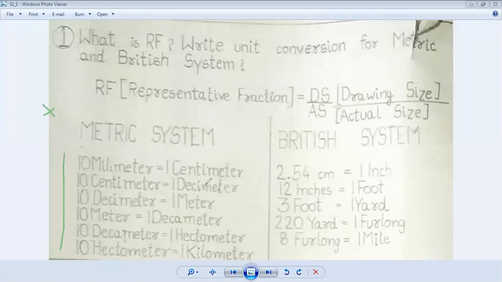Millimeter to centimeter, centimeter to decimeter, decimeter to meter, meter to decameter, decameter to hectometer, and hectometer to kilometer. Understand? And it works in multiples of 10. Now the British system is something different.